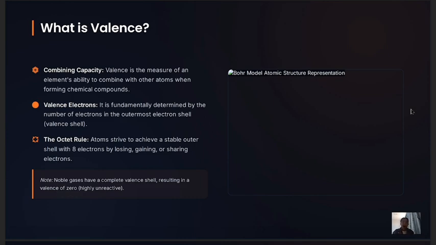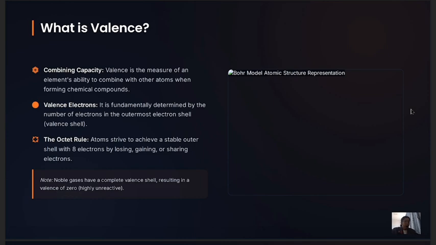What does it mean? Valence is a measure of an element's ability to combine with other atoms when forming chemical compounds. Atoms and molecules are like humans. Some humans like being alone. Some love being with many people, and they hold hands. Some hold hands with just one person, some with a large number of people. For holding, atoms use valence electrons, which are the electrons in the outermost shell of the atom.